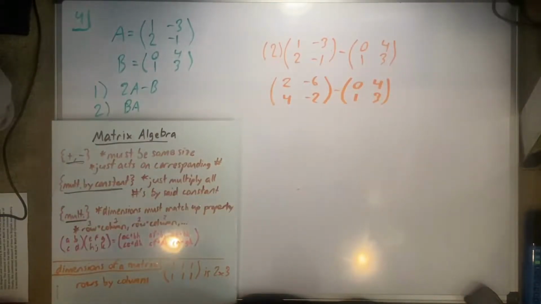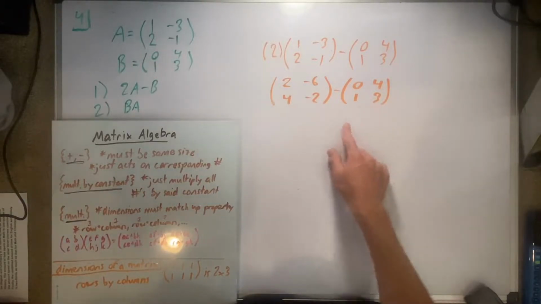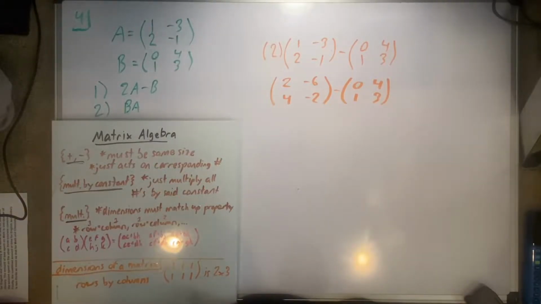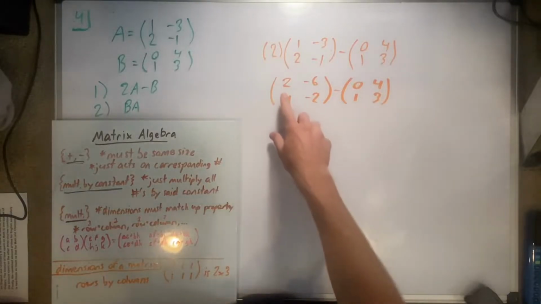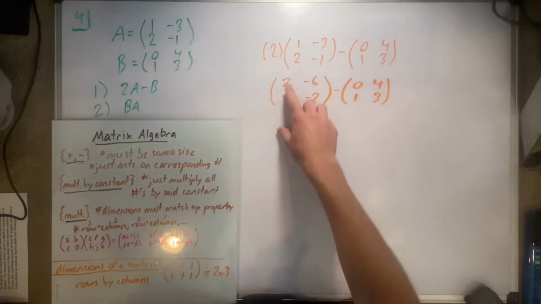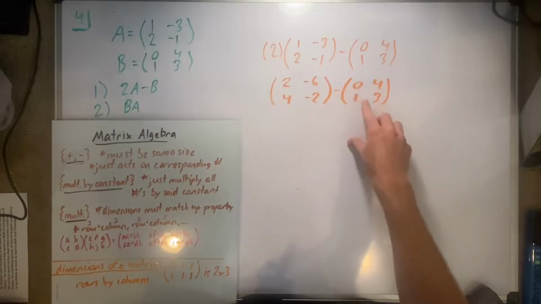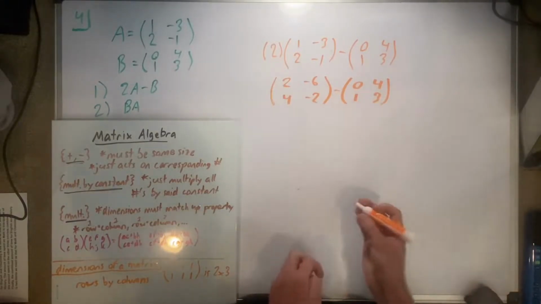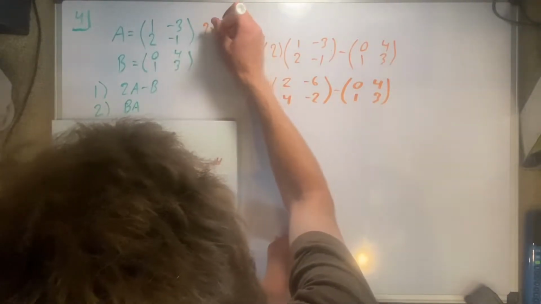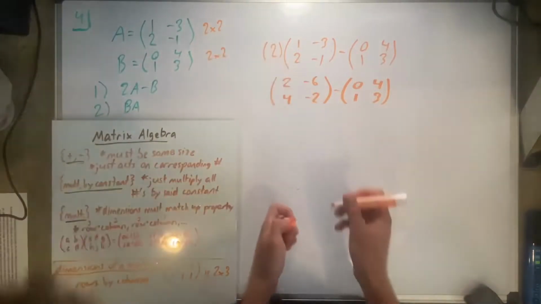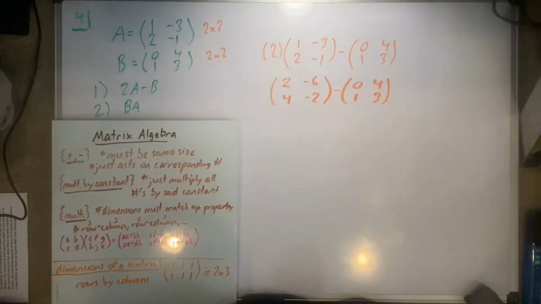And now this next one, addition and subtraction, they must be the same dimensions. How do you figure out what dimensions a matrix is? You go by the rows by the columns. So the number of rows by the number of columns: this has 2 rows, this has 2 columns, this has 2 rows, this has 2 columns. So that means that this here is a 2 by 2, this here is a 2 by 2. So we can actually subtract this.